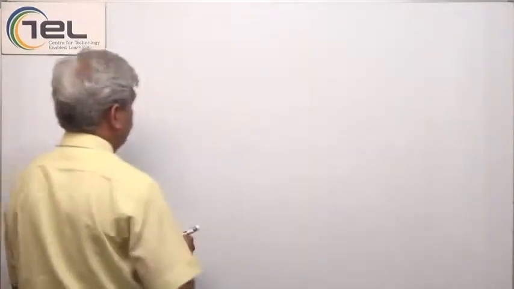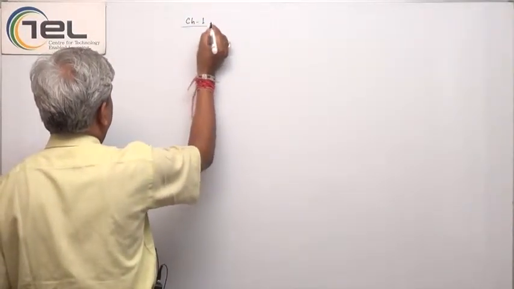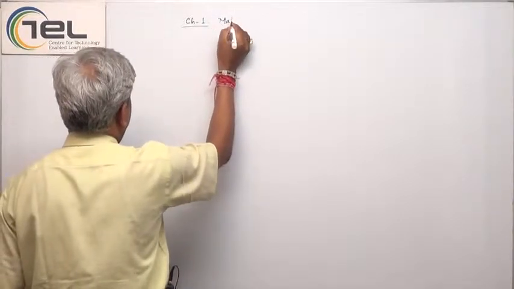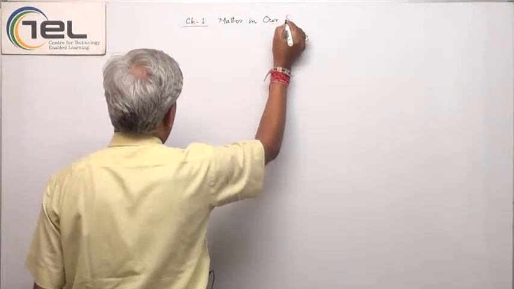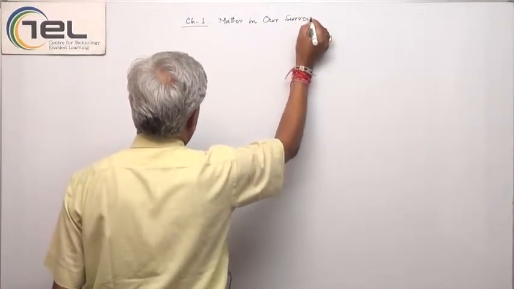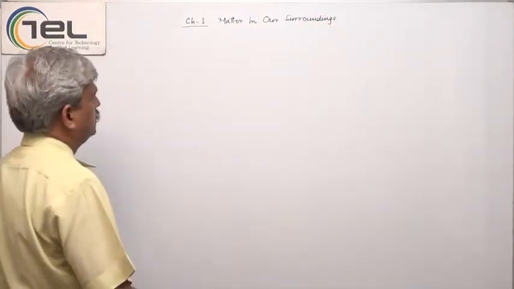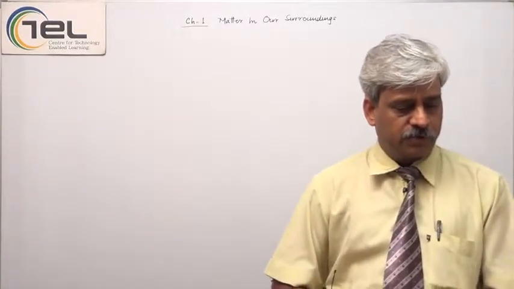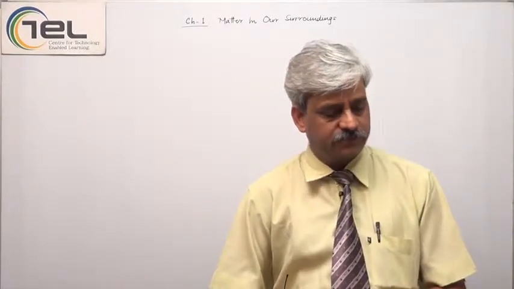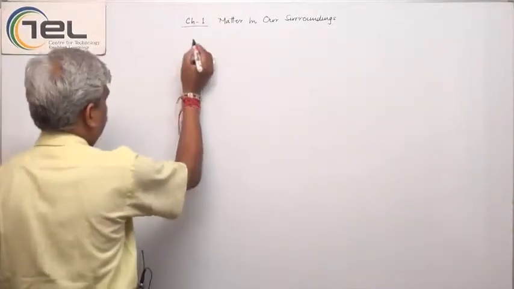So first we are going to do the exercise from chapter 1, that is Matter in Our Surroundings. So this is the chapter. Question number 1 is: convert the following temperatures to the Celsius scale. This is the first question, and the A part is question number 1.